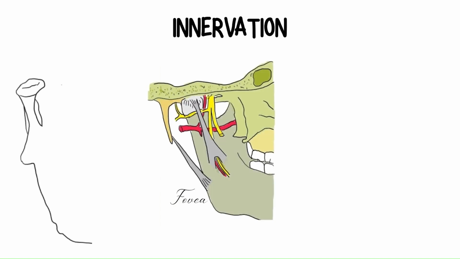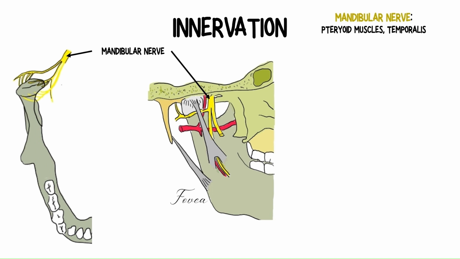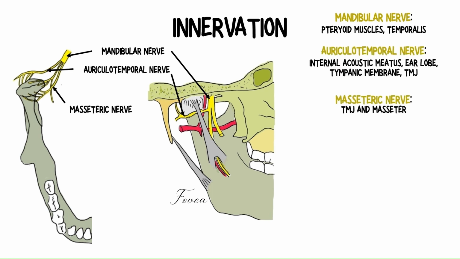The primary muscles of mastication are innervated by the mandibular nerve, a division of the trigeminal nerve. The central part of the disc lacks sensory innervation, while the peripheral parts of the disc and the retrodiscal and capsular tissues possess pain fibers and mechanoreceptors. Sensory innervation of the temporomandibular joint occurs through two branches of the mandibular nerve, the auriculotemporal and masseteric nerves.